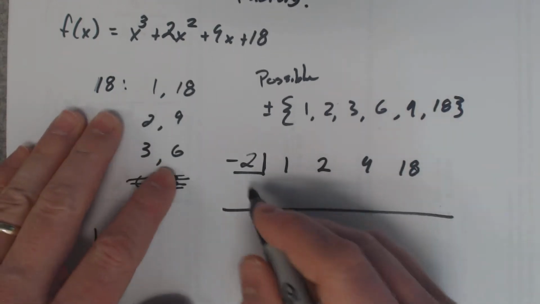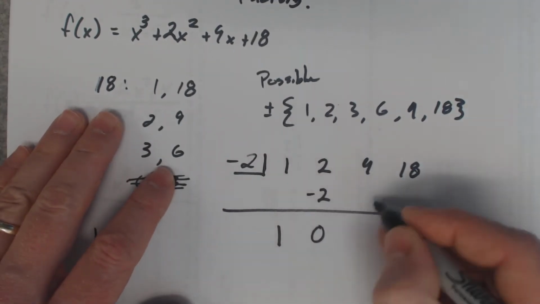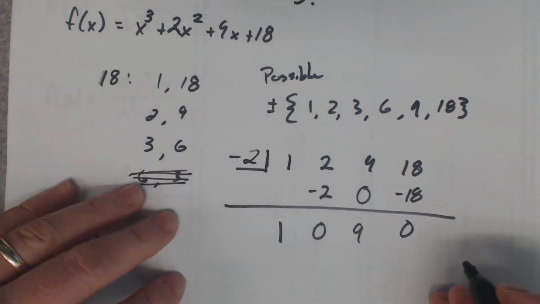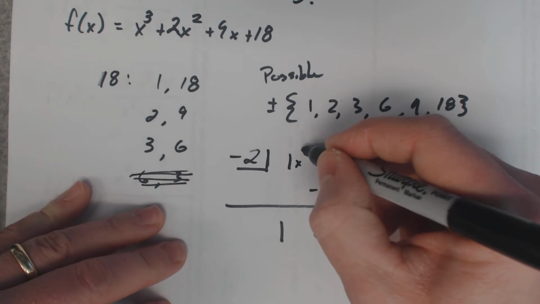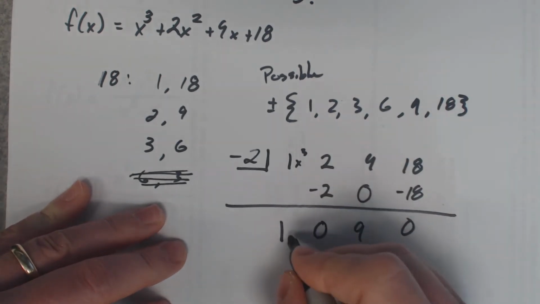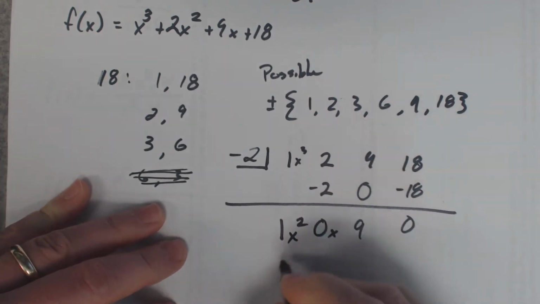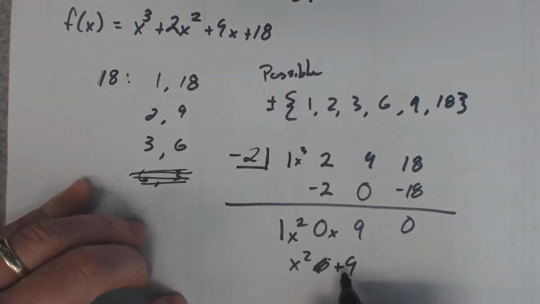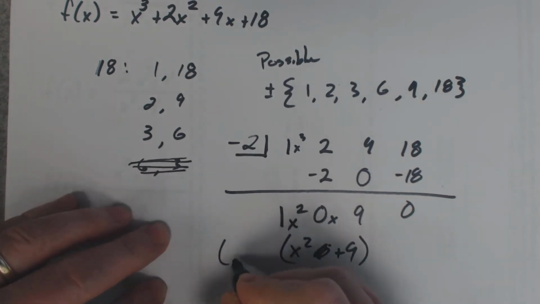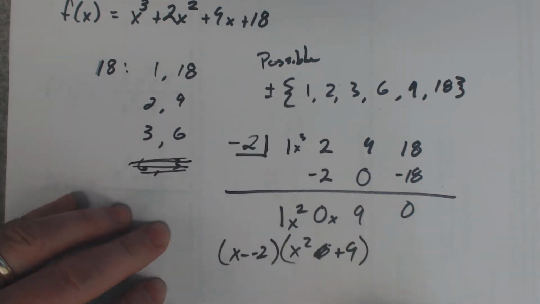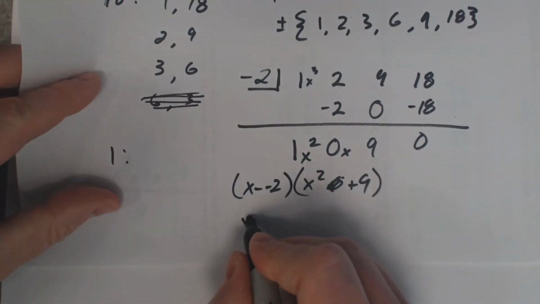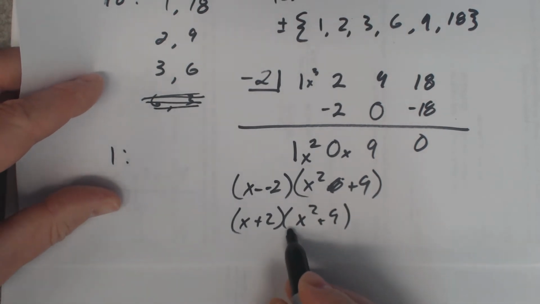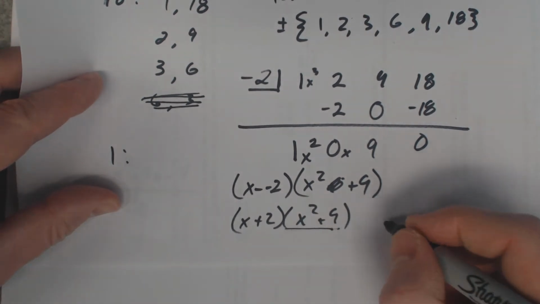Bring down the 1, multiply, multiply, multiply. Alright, so if I do this, this was on x cubed. So when I do synthetic division, it drops it down a degree. So I wind up with x squared plus 9. That's the other factor. So I factored this thing out to x minus a -2, well, x plus 2, times x squared plus 9. So if I set that equal to 0, I'll find the other zeros.